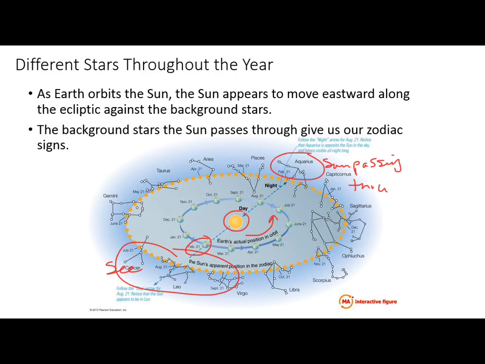Now, can we see Aquarius? No. But that's kind of where the sun is passing through. And if I understand astrology, which I don't, you are named after the constellation of the zodiac the sun is passing through at that time of year. But here's a catch. Oh, by the way, notice we talked about the ecliptic.